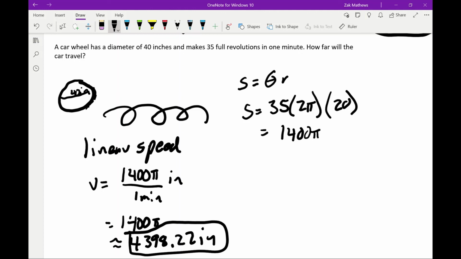Maybe it would be worthwhile to convert this to feet, depending on what the problem asked for. Obviously, a little hard to picture what 4,300 inches would be. So maybe we'll want to convert that over to feet, or we might have to do some other conversions. But that is how we apply our linear speed formula.